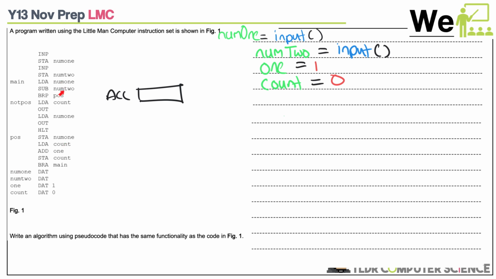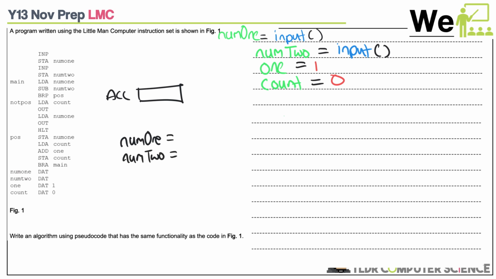So if num1 is bigger than num2, it will be positive, and then you go here. Store number 1, load the count, add 1, store count, break main. So we've got a loop going on here. Sometimes in these ones, I think they're better if you just plug it with some real numbers, right? Because we need to do a bit of detective work, don't we, about what it's going to be.